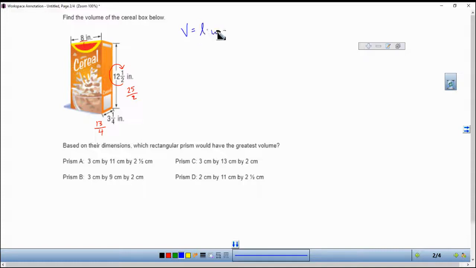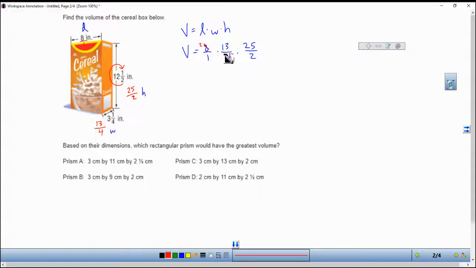Same thing, we're going to find the volume. Volume equals length times width times height. I'm going to say the 8 is the length, 13 fourths is the width, and 25 halves is the height. So we have 8 over 1 times 13 fourths times 25 over 2. Now, can we simplify anything? I'm looking at 8 and 4. We can do 8 divided by 4 is 2, and 4 divided by 4 is 1.